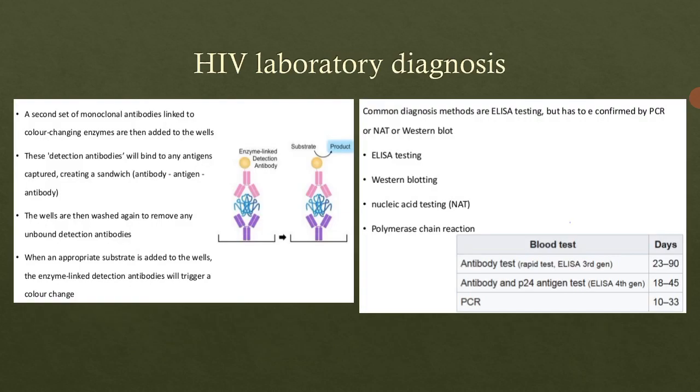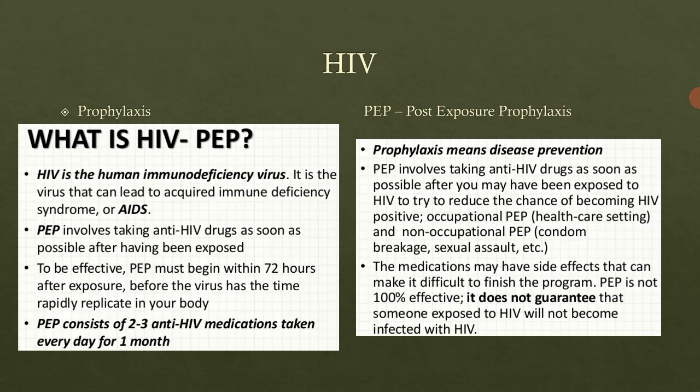So this was the laboratory diagnosis for HIV infection, in which the most important method is the ELISA test, the sandwich type of ELISA. Along with the ELISA, Western blotting, nucleic acid testing, and PCR, polymerase chain reaction, can also be used for determining HIV infection in a person or in a host. Now we will see the prophylaxis of this HIV infection.